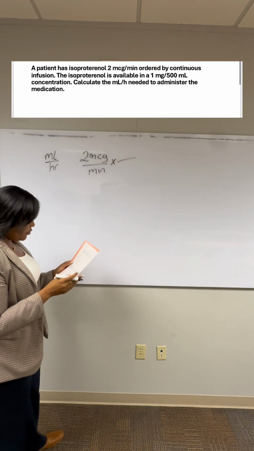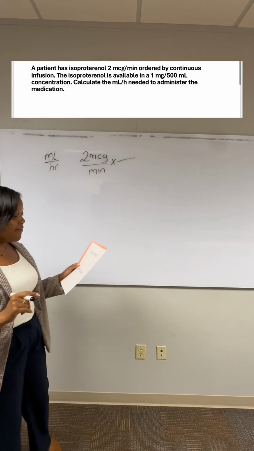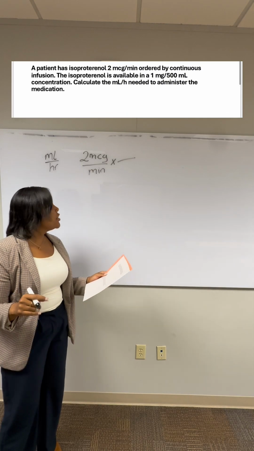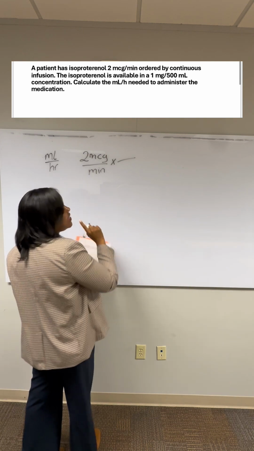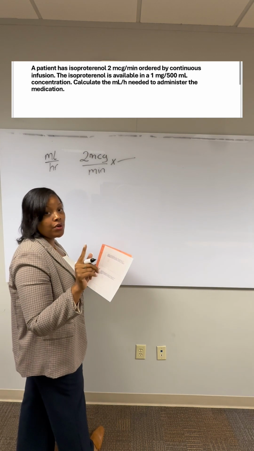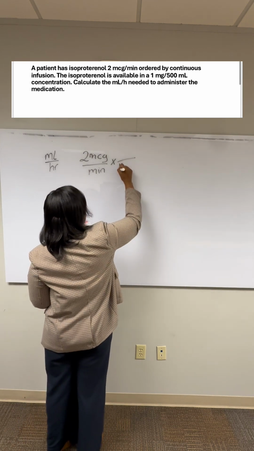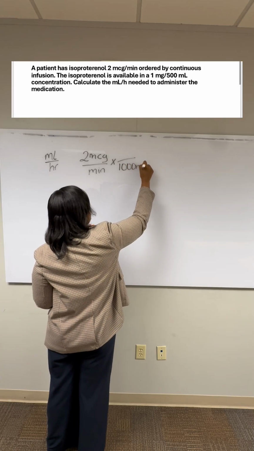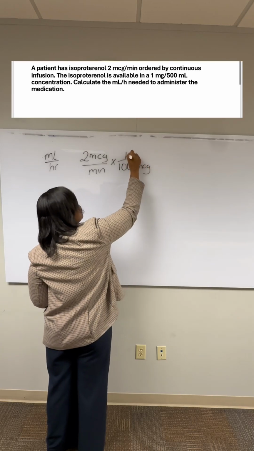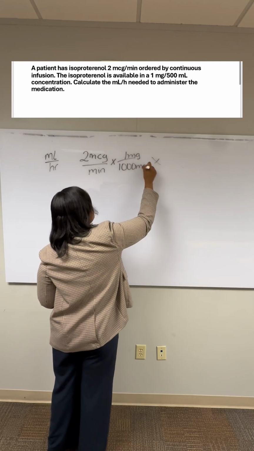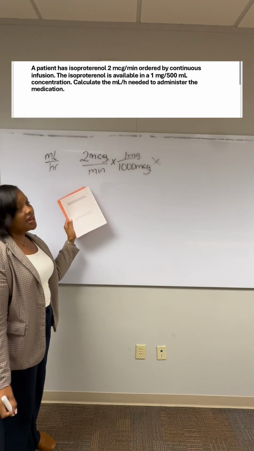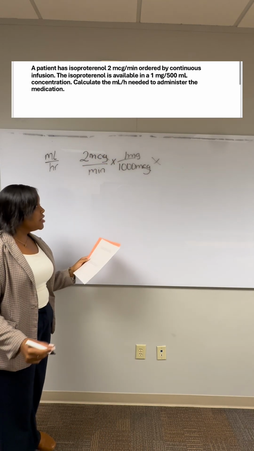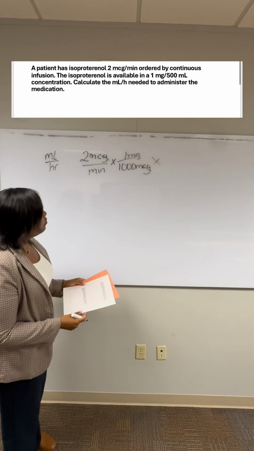All right, so our answer that we have available is in milligrams. So we know that we have to do a little conversion. We've got to get from mcgs to mgs. So we know that there are 1,000 mcgs in 1 milligram. So mcgs cancel out and we're left with milligram per minute, but we don't need to be in milligrams per minute. So we know that we got to keep on going.